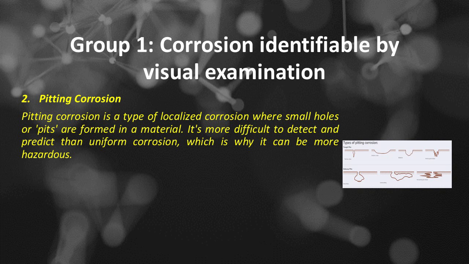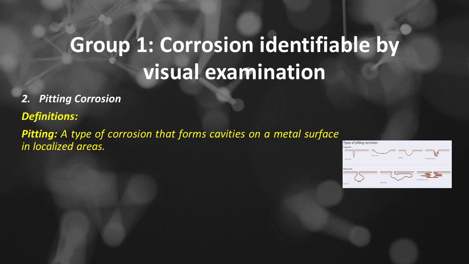Pitting corrosion. Pitting corrosion is a type of localized corrosion where small holes or pits are formed in a material. It's more difficult to detect and predict than uniform corrosion, which is why it can be more hazardous. There are definitions of some words used in terms of pitting corrosion. Pitting, a type of corrosion that forms cavities on a metal surface in localized areas.